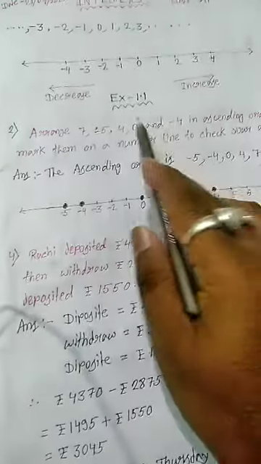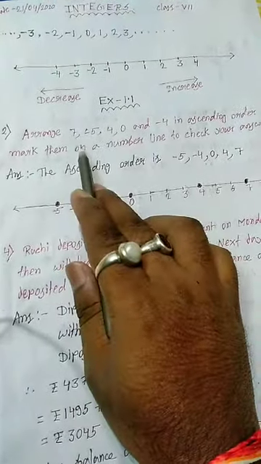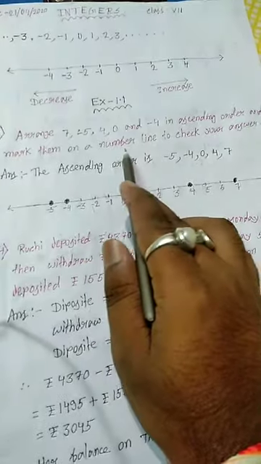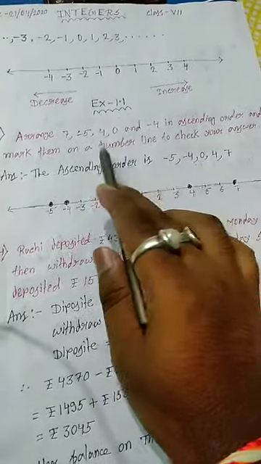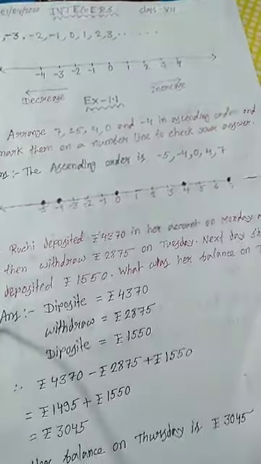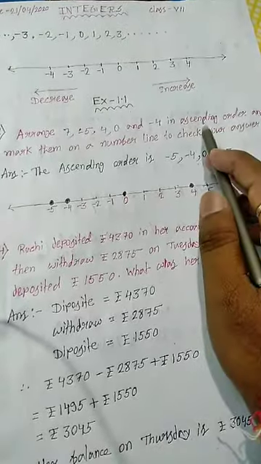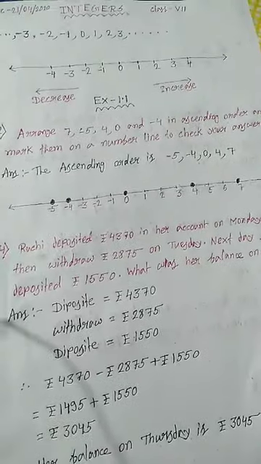Now go to exercise 1.1. The first question is given. Arrange these numbers in ascending order and mark them on a number line and check your answers. Firstly you have to know the meaning of ascending order. Ascending order means smaller to bigger. You have to arrange the numbers from smaller to bigger.